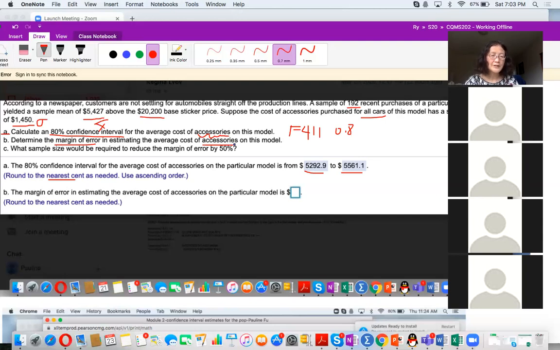Okay, so margin of error, the formula, what is the margin of error? Margin of error is E. E equal to Z half alpha, Z subscript half alpha, times sigma divided by square root of N. That is margin of error. Sometimes also called sampling error. Okay. And Z half alpha.